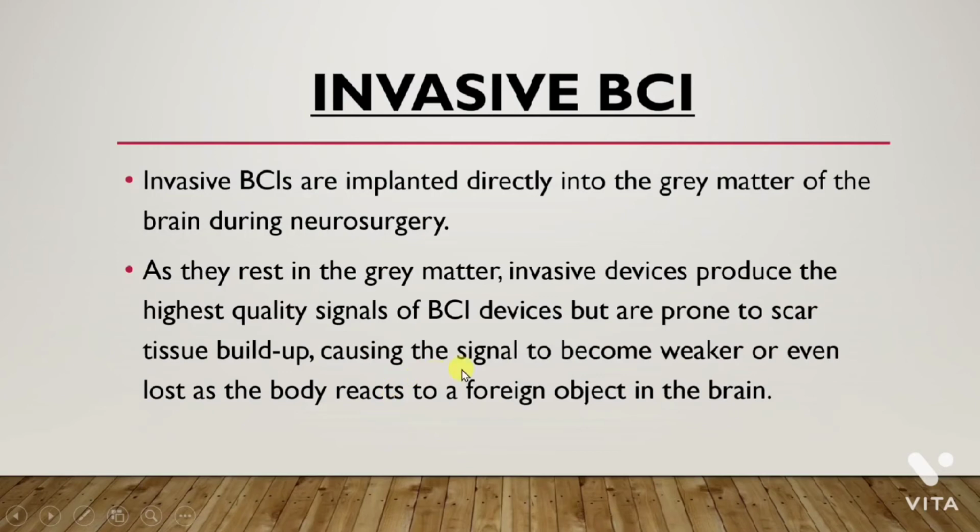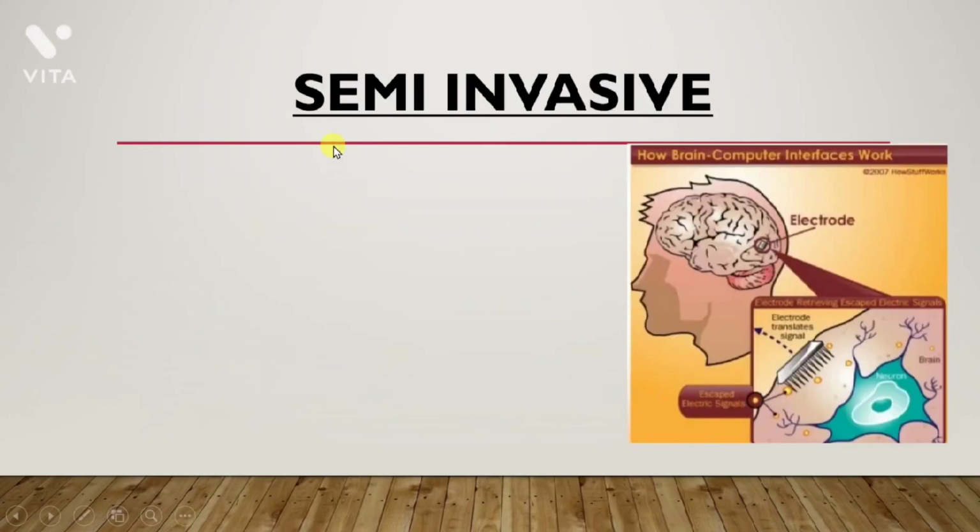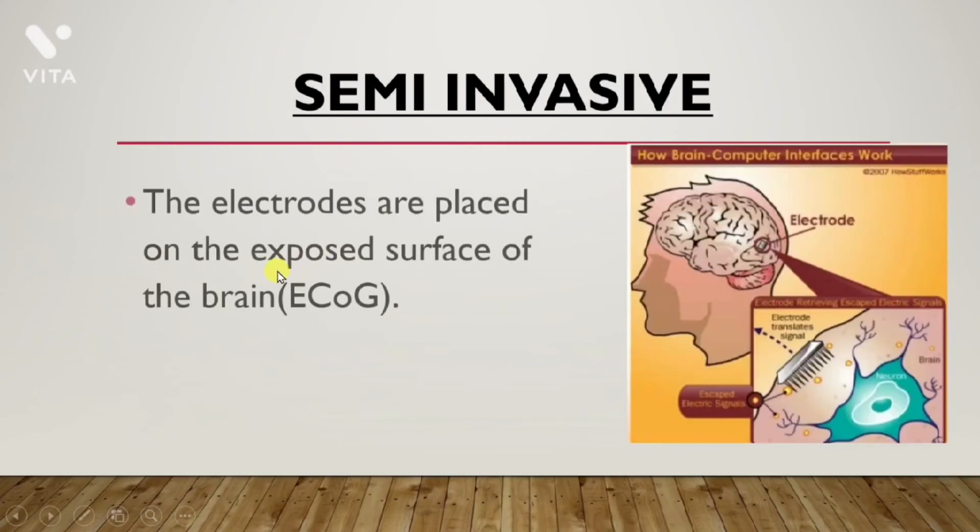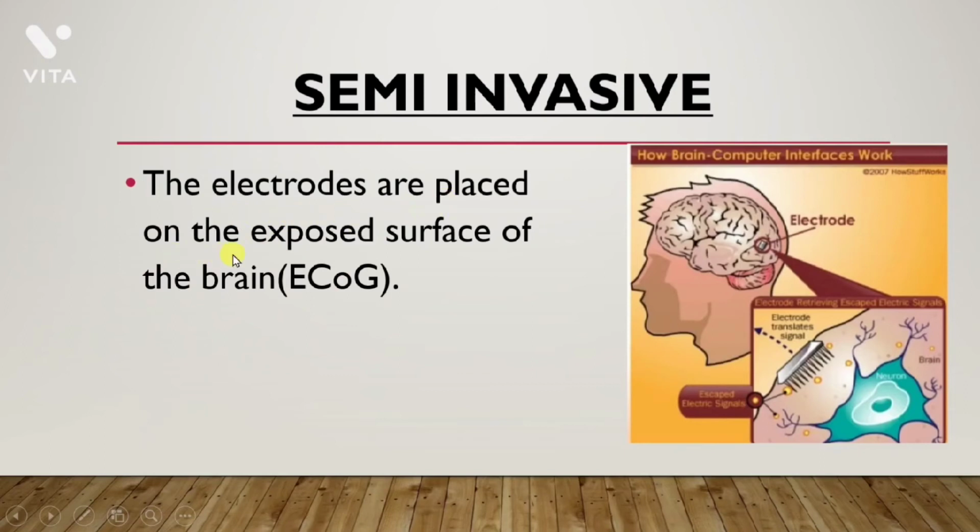Inserting something into your brain would be dangerous because if the body is not adjusting to this foreign object or it is not accepting the foreign object, the signals would be permanently lost. So the complete surgery would go to waste. So in order to avoid these kinds of problems, they have come up with a better option, that is semi-invasive BCI. The electrodes are placed on the exposed surface of the brain.